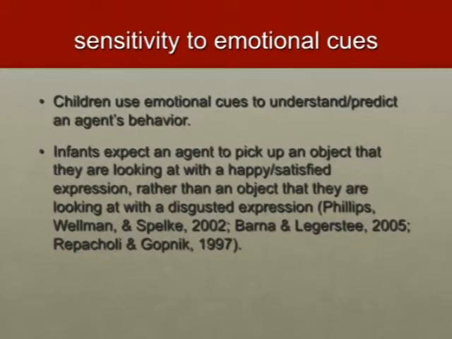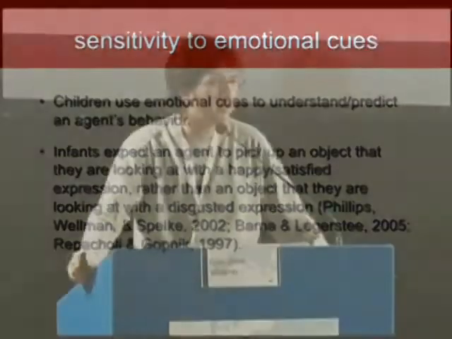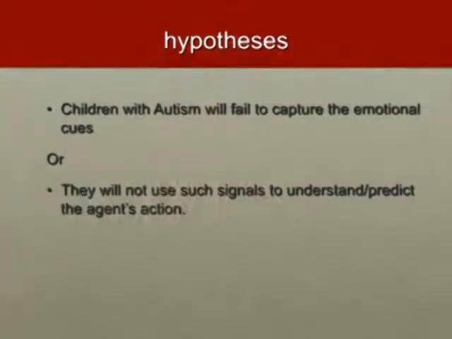So if I have these two objects and I'm looking at this one and I'm doing this, and this one and I'm doing this, children will think that I'm going to do something with this one rather than this one, okay? And so we use the exact same paradigm that we used in the previous experiment to test this hypothesis. Maybe children with autism would not capture the emotional cues.